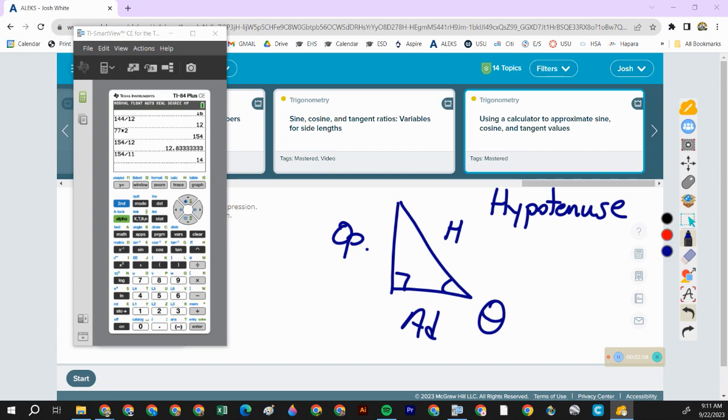Now, what if I would have chosen the other angle? So what if I put my theta over here? Does that alter anything? It just is going to switch places with the opposite and the adjacent. The h never moves. So trigonometry is just a way to link the sides of a triangle to the angles of a triangle.